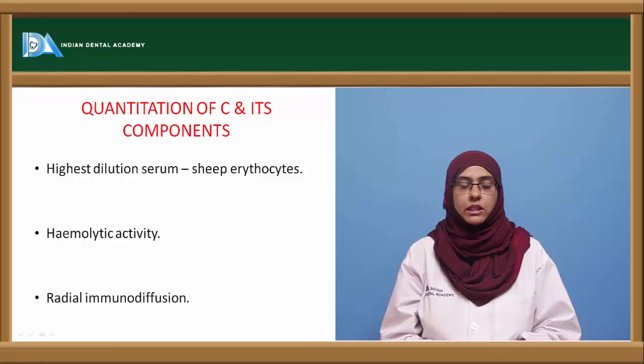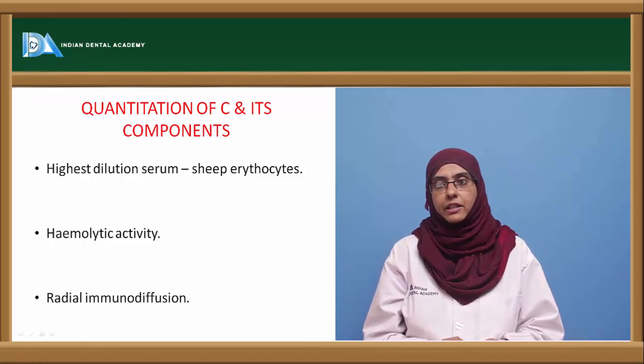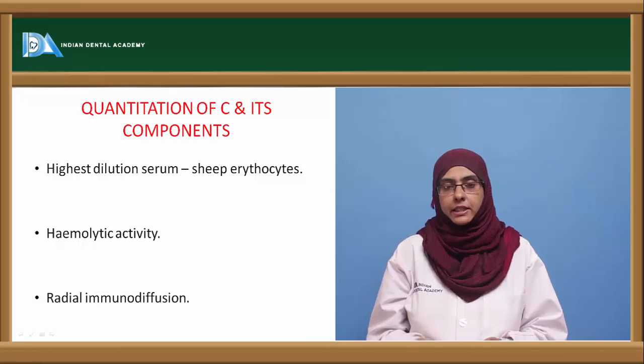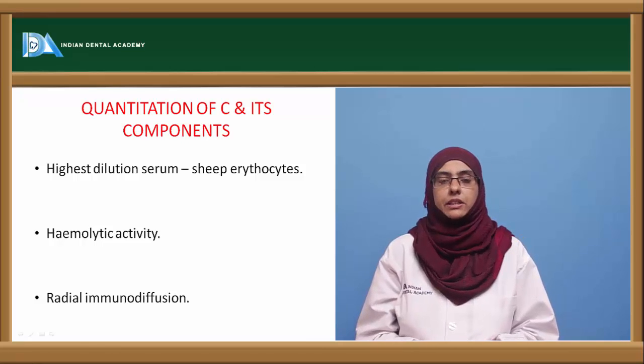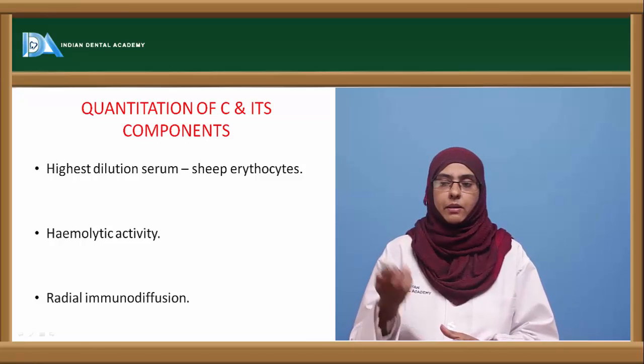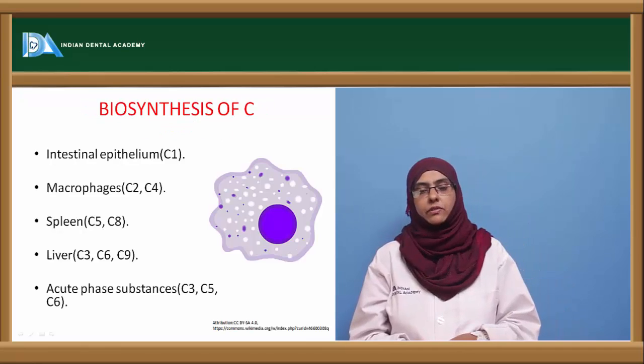Because complement proteins are mostly involved in the hemolytic activity, you can quantify the components of complement that are present in the serum. The other, more sophisticated method is the radial immunodiffusion, but it is a more laborious procedure when compared to the other procedure. Next is the biosynthesis of the complement protein.